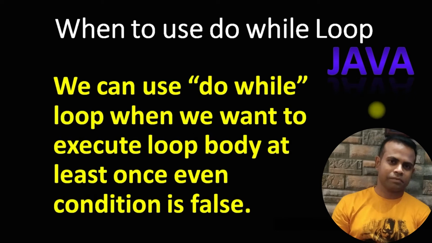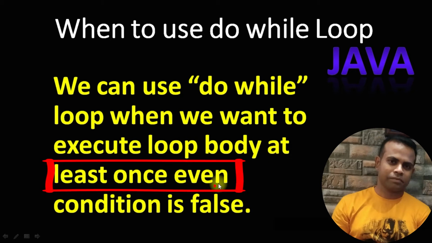Now coming to the definition, or when to use the do while loop instead of while loop. You can see here we can use do while loop when we want to execute the loop body at least once even if the condition is false. So what it means, again I repeat, we can use do while loop when we want to execute the loop body at least once even if the condition is false. So let me go back again.